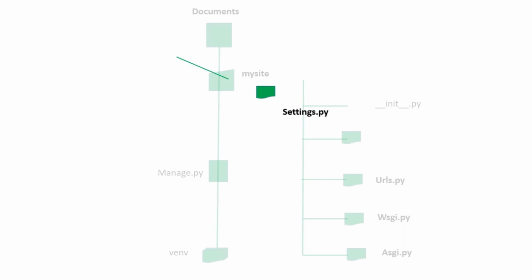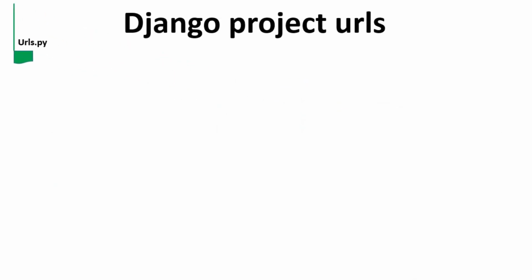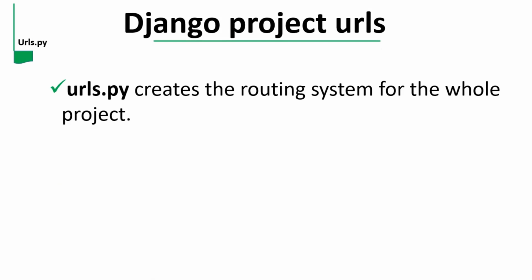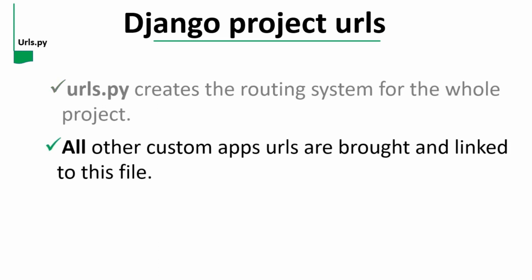Now let's take a look at the urls.py. This is a Django project's URLs. It creates the routing system for the whole project. The views themselves are attached to the Django project through the URLs. And all the URLs for the applications are attached back to the main project's URLs through the urls.py. So all other custom apps' URLs are brought and linked to this file.